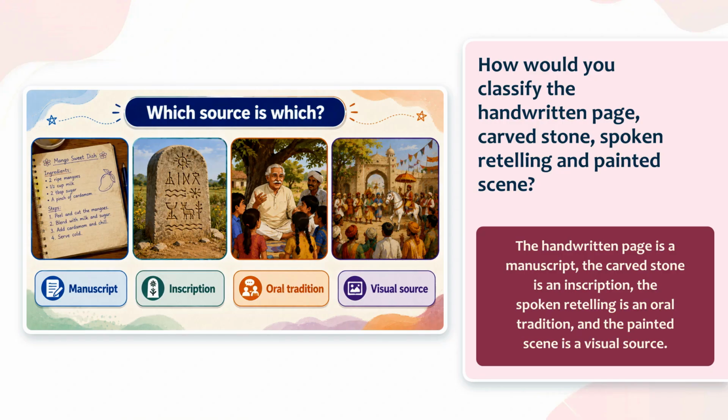Use the 4 visual clues rather than the subject matter. How would you classify the handwritten page, carved stone, spoken retelling, and painted scene? Each defining feature points to one label. The handwritten page is a manuscript, the carved stone is an inscription, the spoken retelling is an oral tradition, and the painted scene is a visual source. The classification follows how each source carries information. Next, we will combine source type, author, audience, purpose, and transmission in one final reading routine.